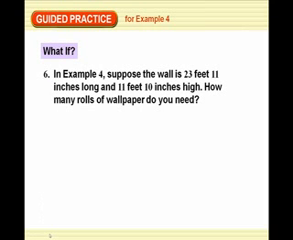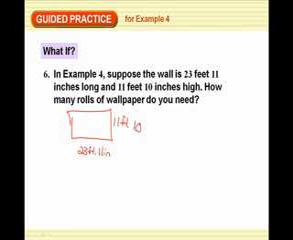In example 4, suppose the wall is 23 feet 11 inches long, 11 feet 10 inches high. How many rolls of wallpaper do you need? Now, they didn't change the window, it's the same. So there's our wall. This would be 23 feet 11 inches. This is 11 feet 10 inches. Well, this rounds to 24. This rounds to 12. So it's 24 by 12.